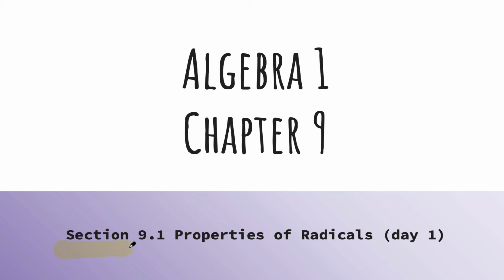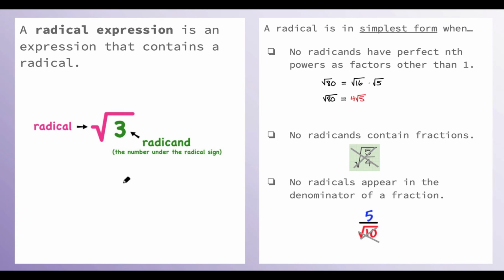Okay, today we're looking at section 9.1, properties of radicals, day 1. To start out, a radical expression is an expression that contains a radical, and the radicand is the number or numbers and variable or variables that are underneath the radical. A radical is considered to be in simplest form when the radicand has no perfect squares underneath.